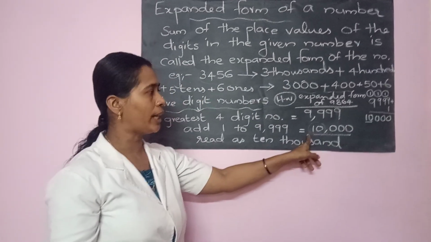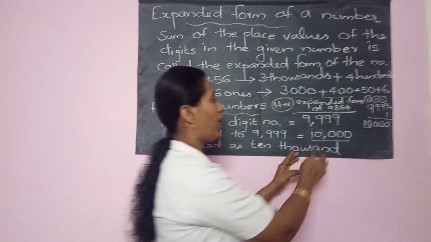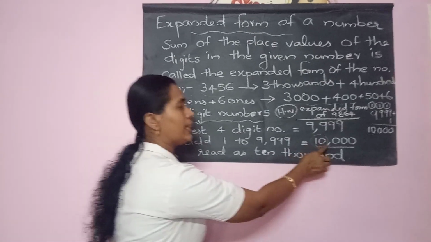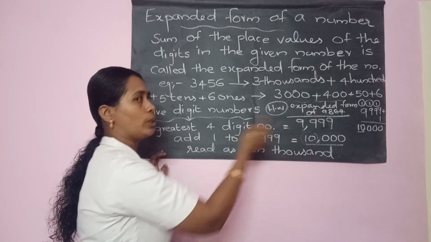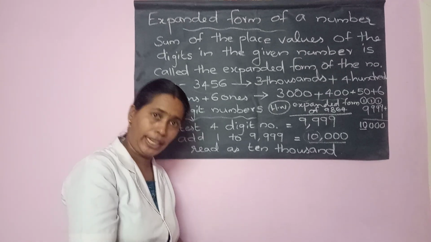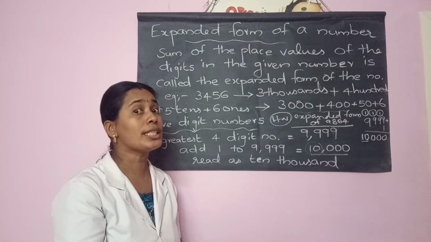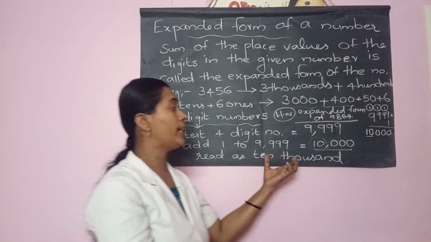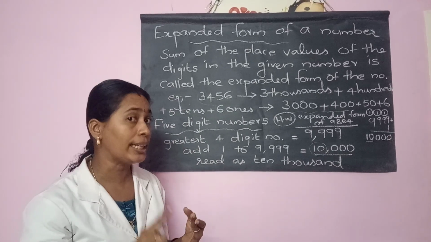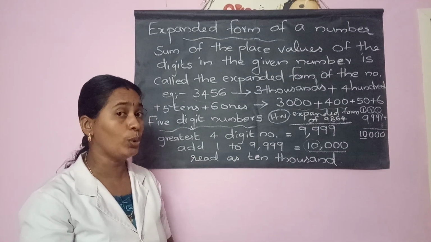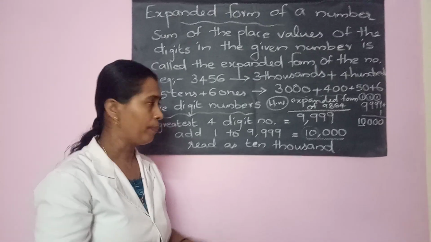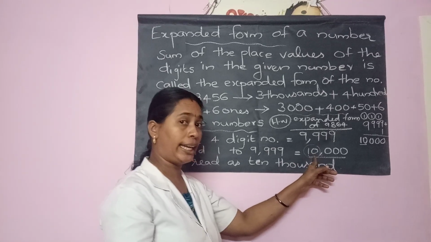So, look at this number. How many digits are there? 1, 2, 3, 4, 5 digits are there. And this is read as 10,000. When you are reading a number or writing its number name, that should be in the singular form. Don't write it as 10,000s. It's wrong. When you are reading or writing a number, singular forms are required for the places. So, this number should be read which way?